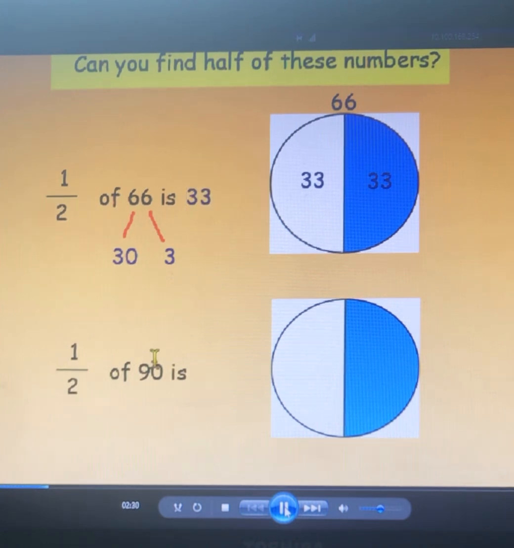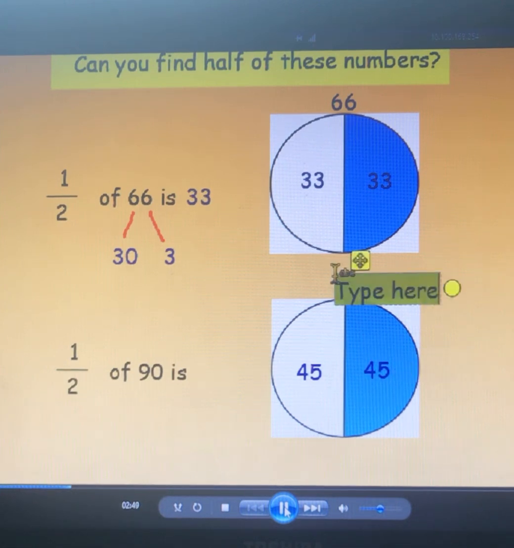Half of 90. What's half of 90? That's a bit of a tricky one. You can't really partition to work that one out. You kind of just need to know what half of 90 is. Half of 90 is 45. So you'd have 45 here and 45 here. 90 would be the overall number. If you had all of the number, it's 90. Half of 90 is 45. Okay, 45 add 45 is 90.